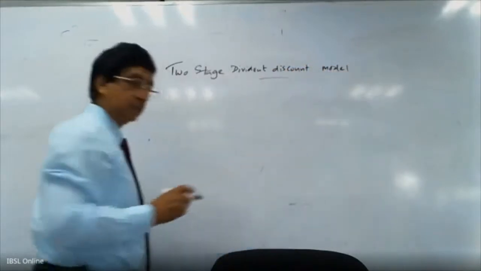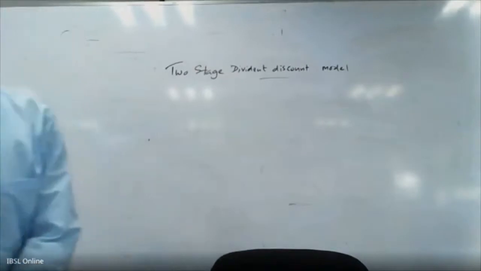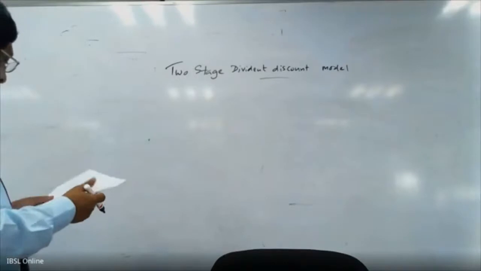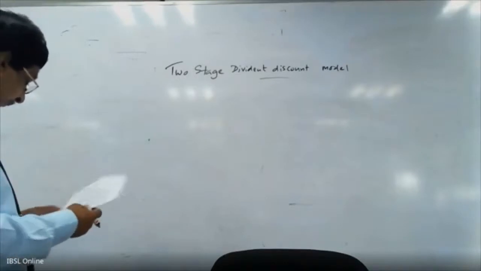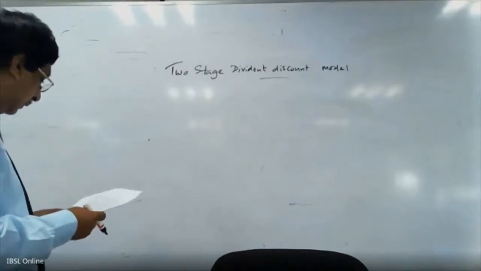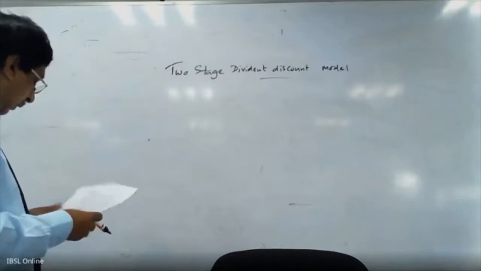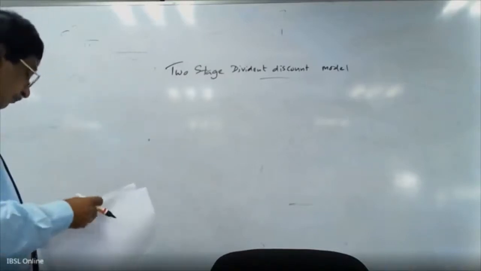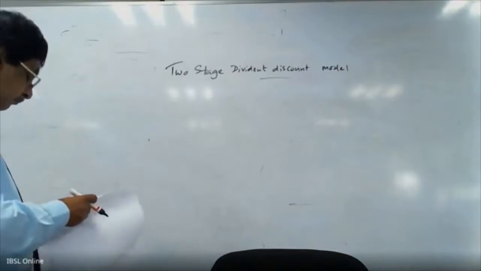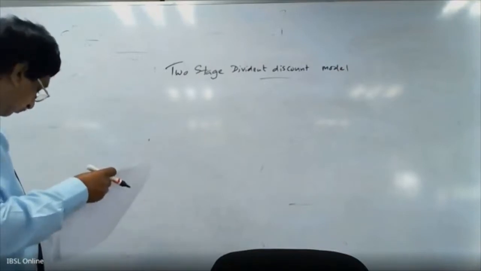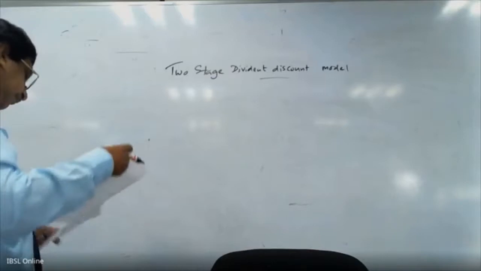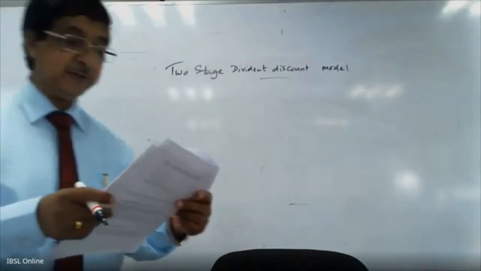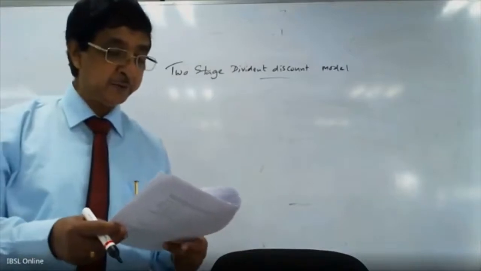Two-stage dividend discount model. Now I will work out the sum, even in the supplementary problems. Sorry, not that. The example. The Saturn Computer Corporation has been experiencing an above normal dividend growth rate of 20%.